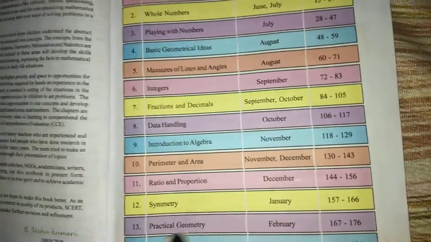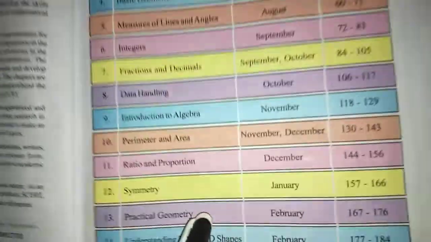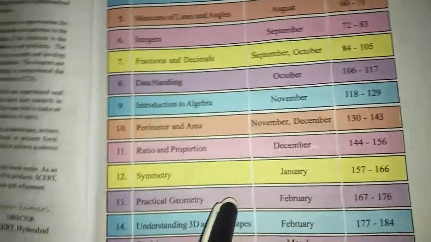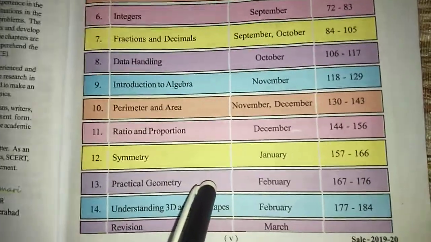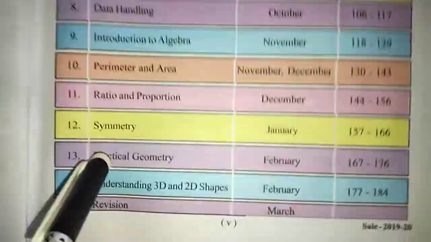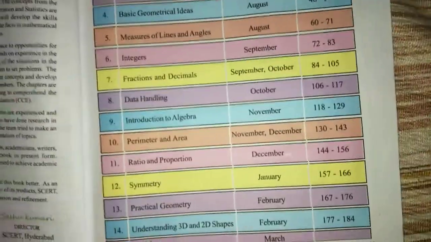And the 13th one, Practical Geometry. This is a very important chapter in this 6th class. How to draw an angle, how to draw a triangle using the protractor and without using the protractor, using the instruments, compass and scale. You can learn how to draw triangles in this chapter.